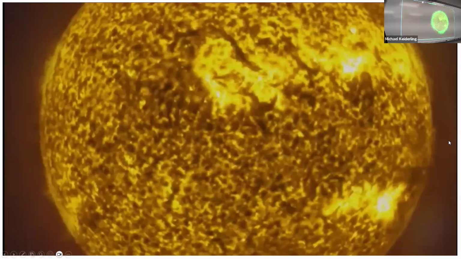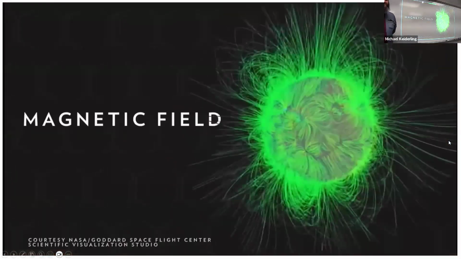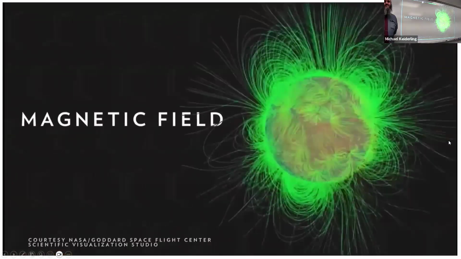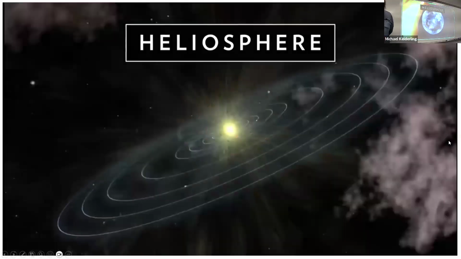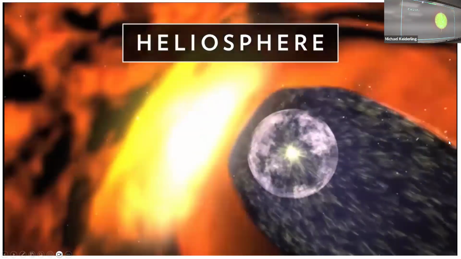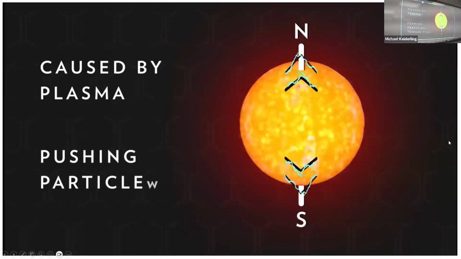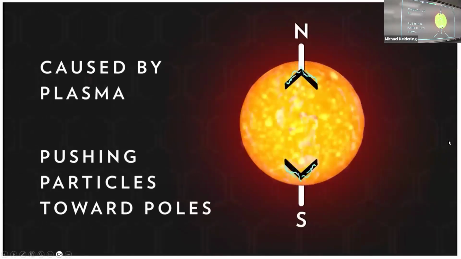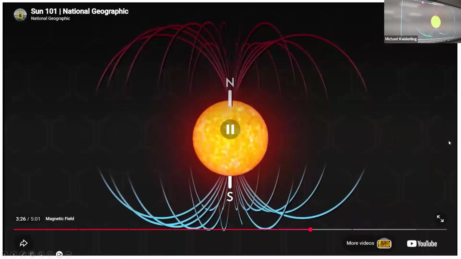Another critical property of the sun is its magnetic field, which encapsulates the entire solar system. Called the heliosphere, this force field protects the planets from harmful cosmic radiation. It's caused by the sun's plasma pushing electrically charged particles toward the star's poles. This process turns the sun into a giant magnet.